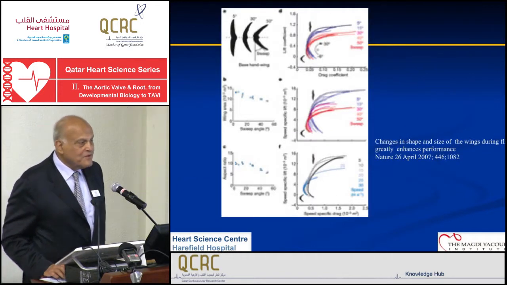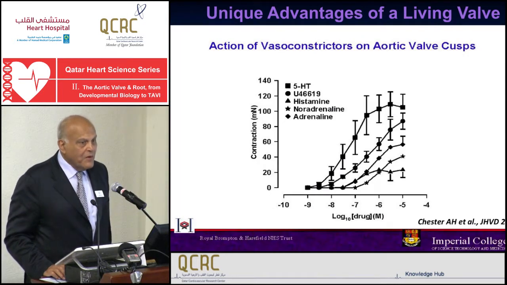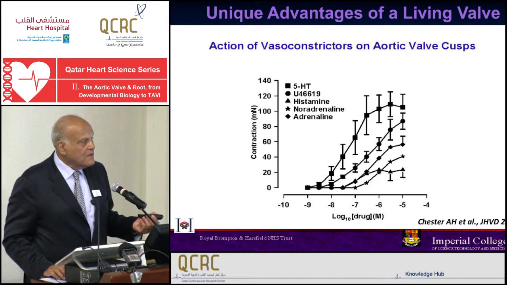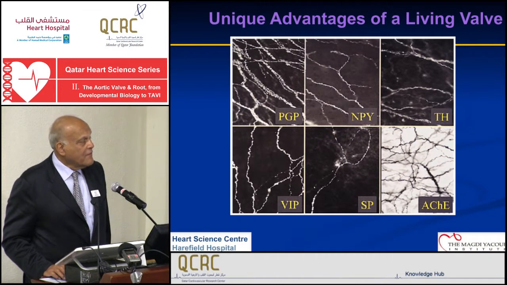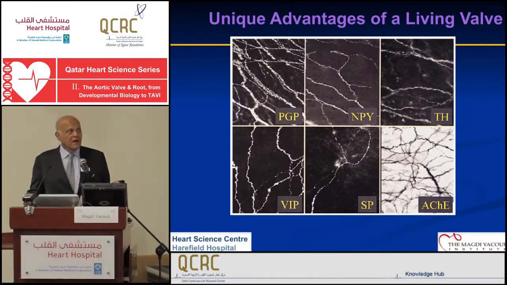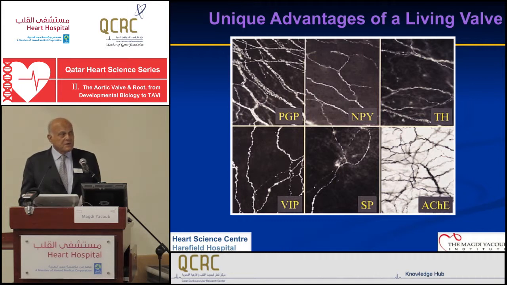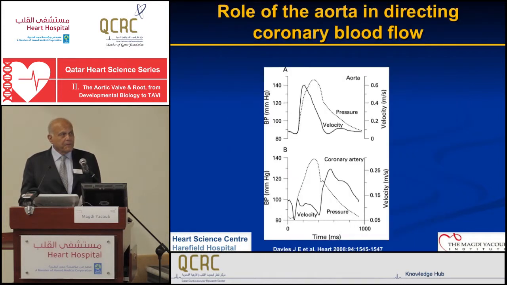And does the aortic valve do the same? Maybe it's a big jump, but we do have some evidence, and this is work from Adrian Chester in our lab, showing that the aortic valve cusps actually do respond in a dose-dependent manner to a variety of mediators present in the circulation, and that the valve cusps have nerves which are active and have a variety of mediators, like PGP, which is the total number of neuronal fibers, but sympathetic, NPY, tyrosine hydroxylase, sensory, and parasympathetic.